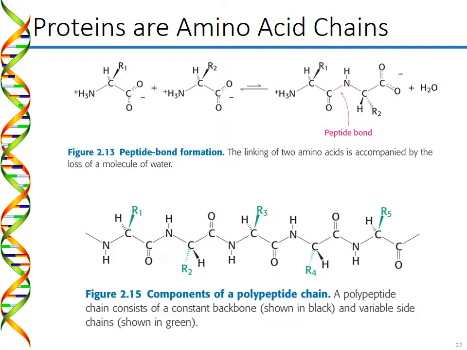Once these combine, you have a peptide bond formed between the two amino acids, and then you have a diamino acid chain with the amino group on the left and the carboxyl group on the right. And in the bottom part of figure 215 on the slide, you can see a chain of 5 different amino acids, R1, R2, R3, R4, and R5, and you see the same overall structure with the amino group on the right of each and the carboxyl on the left.